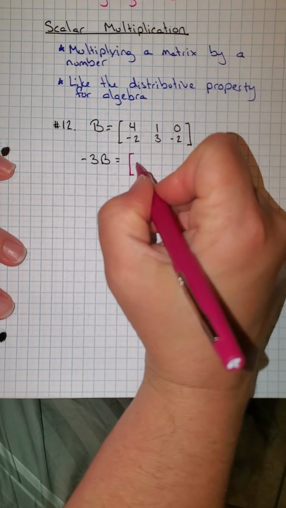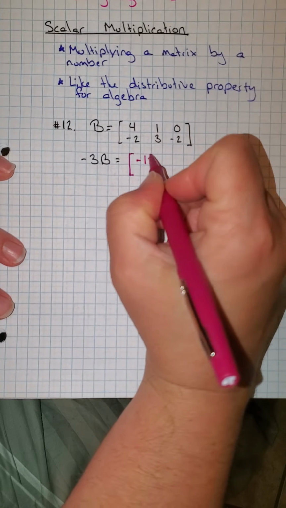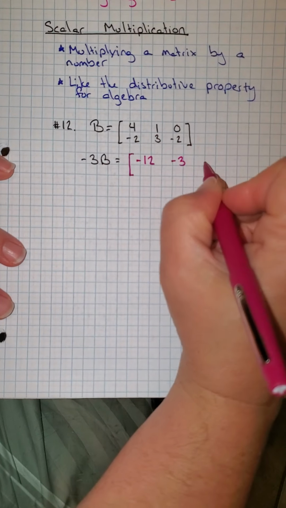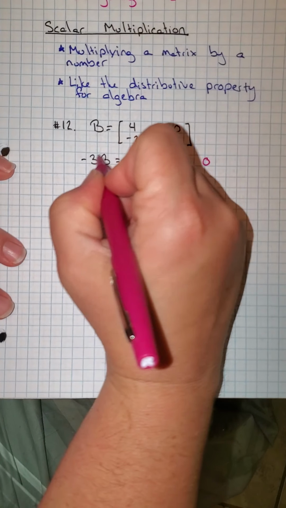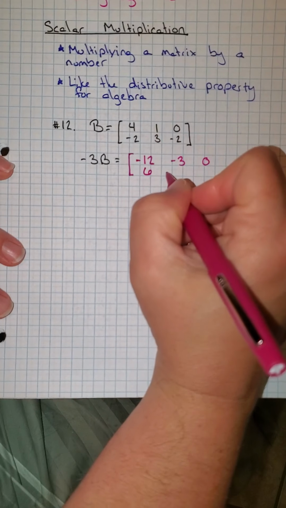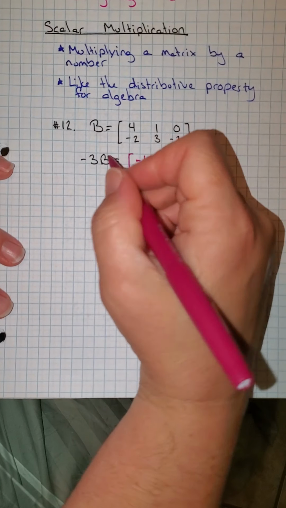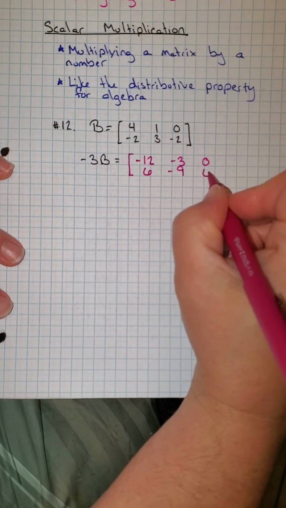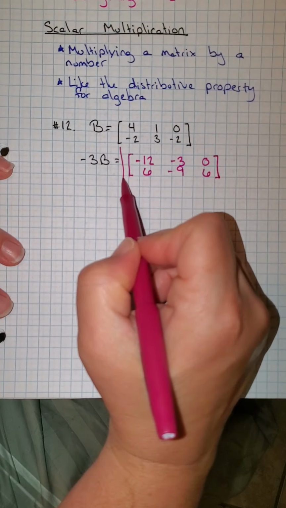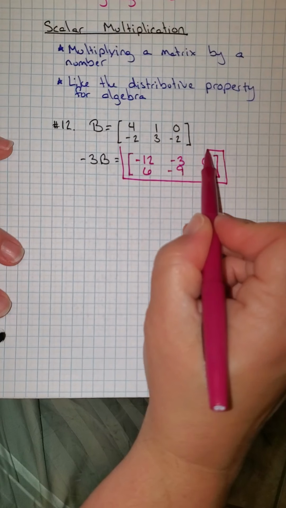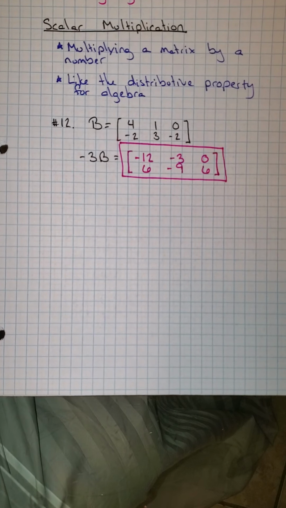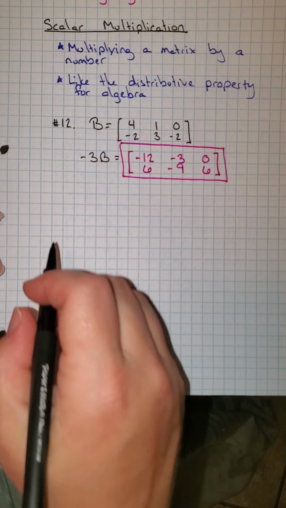So 4 times -3 is -12. -3 times 1, that's -3. -3 times 0 is 0. -3 and -2 is a +6. -3 and 3 is -9. -3 and -2 is 6. And that's your answer. Like I said, scalar multiplication is pretty nice. You're just distributing. All right, so the properties of our scalar multiplication.